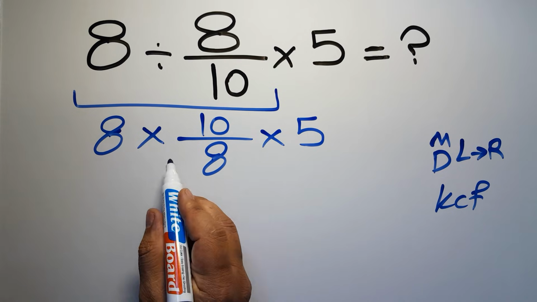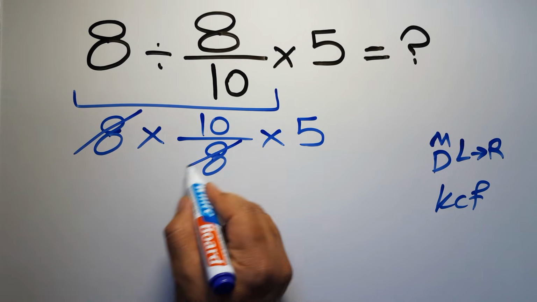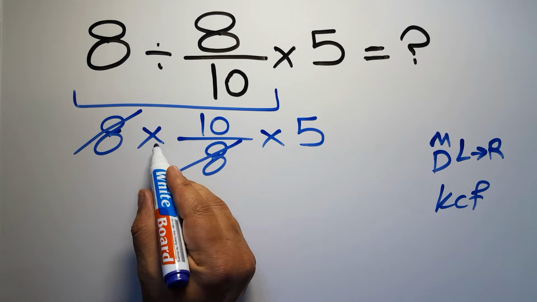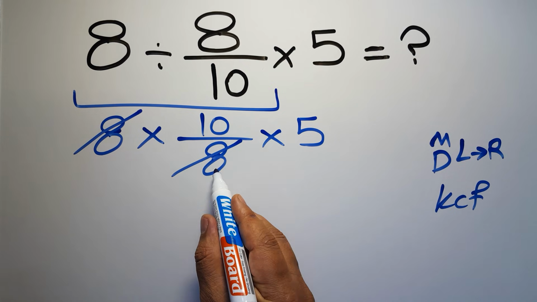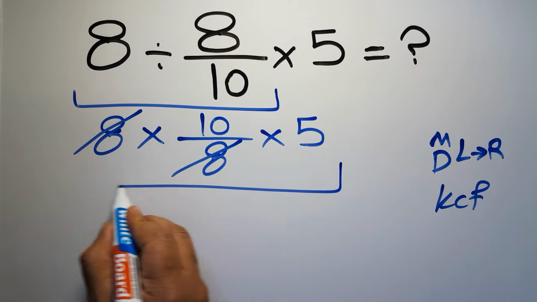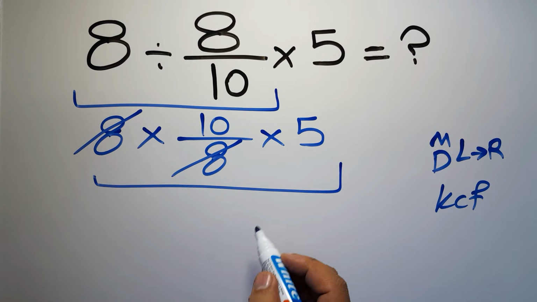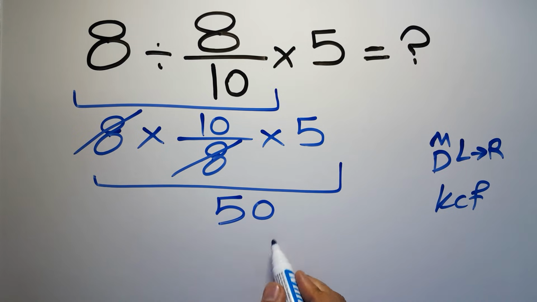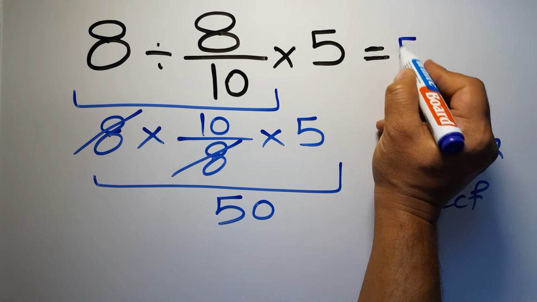Now, we can easily cancel this 8 and this 8. So here we have just 1 times 10 over 1 times 5. Or we can say 10 times 5, which equals 50. And this is our final answer to this problem. The correct answer is 50.